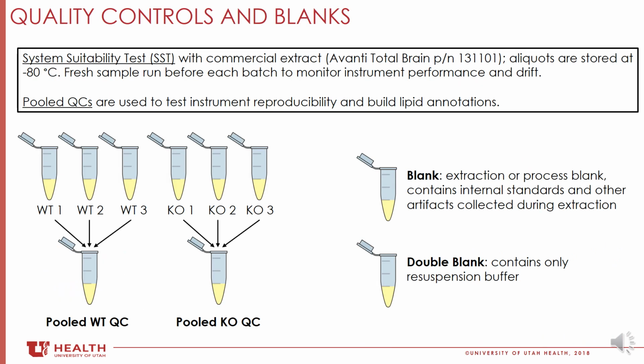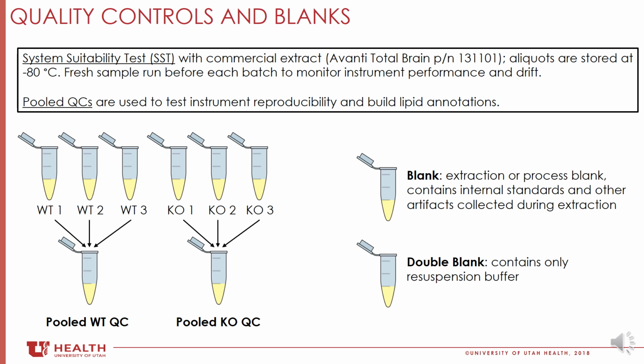We use two different sample types for quality controls. The first is the System Suitability Test, or SST, that is a pre-prepared commercial extract from Avanti Polar Lipids. We use a freshly thawed aliquot before each batch to monitor instrument performance. The second QC sample type is a pooled quality control sample that consists of small aliquots from each sample or sample group. We also use these pooled QC samples to build lipid annotations and databases, which I will discuss later.